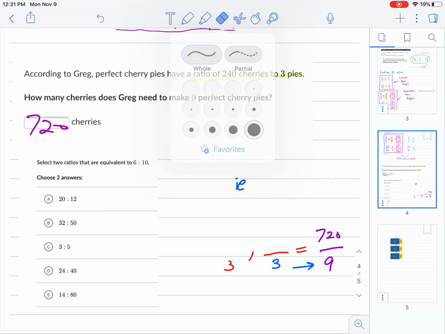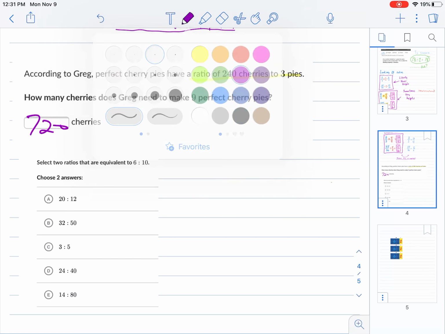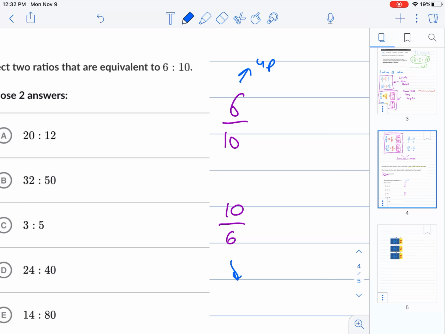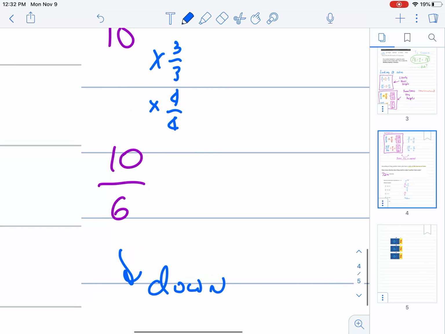Next problem. See if I can do this one any better. You're not multiplying, you're manipulating ratios. Two that are equivalent to 6 over 10. Well, I also know that ratio could be represented this way. Okay, so this one I'm going to go up, this one I'm going to go down. So up means I'll have to make it a little bit bigger. 2, 3, 4. All right, this one I have to divide it. And I can only use numbers that are common to both 10 and 6. I think it's really only 2.